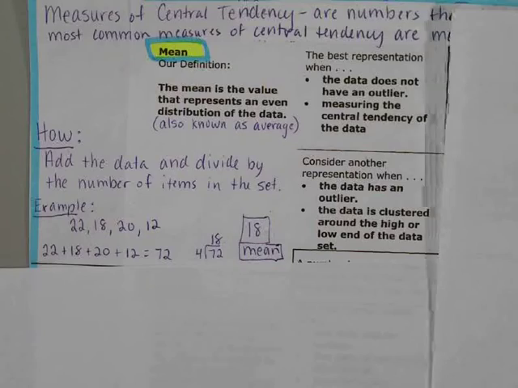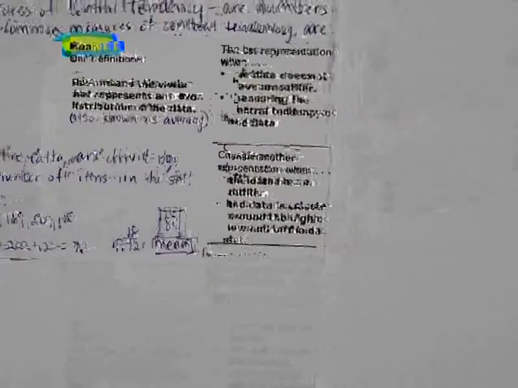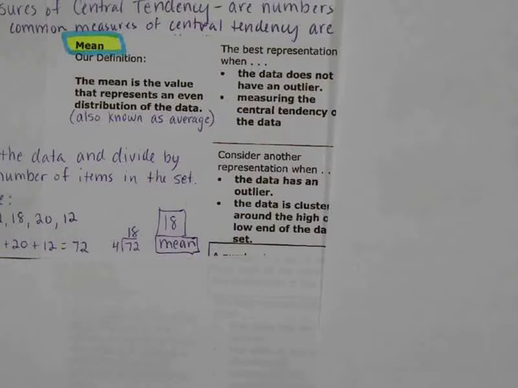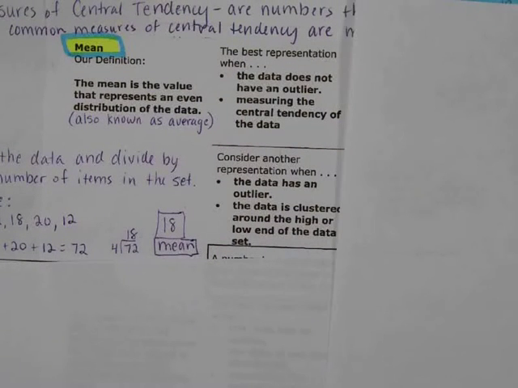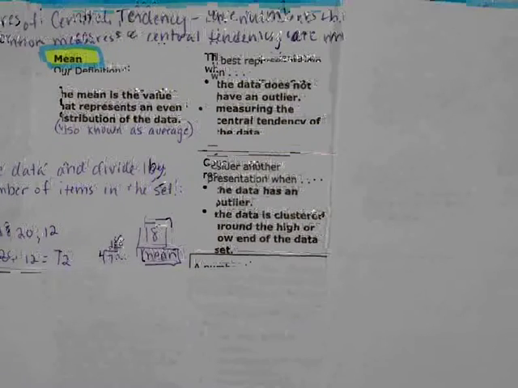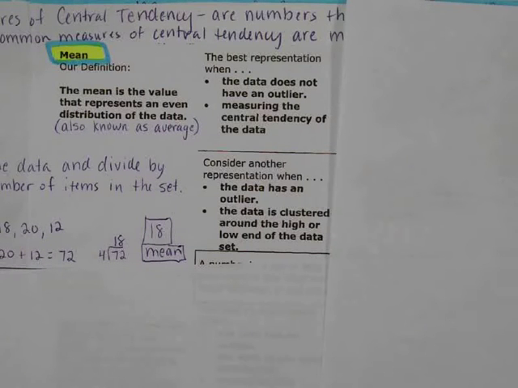Now, one thing that we're going to talk about tomorrow in more depth is when it's most appropriate to use mean, median, or mode, or range. The best representation when we want to use mean is when the data does not have an outlier, and we'll define outlier in just a minute, or when you're measuring the central tendency of the data. We might want to consider another representation when the data has an outlier or when the data is clustered around the high or low end of the set. So that is mean.